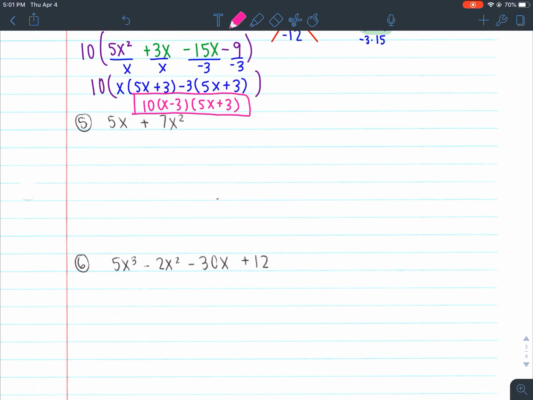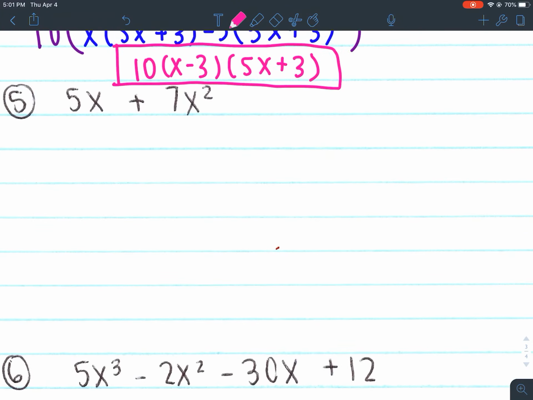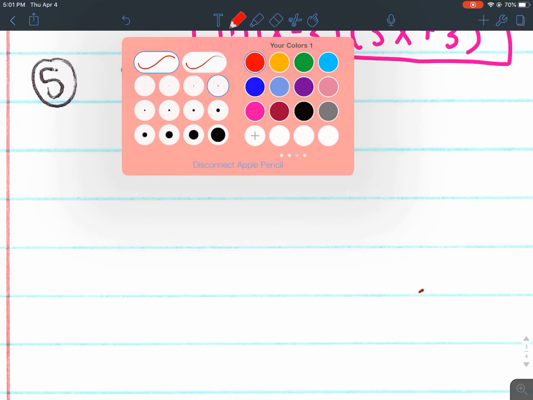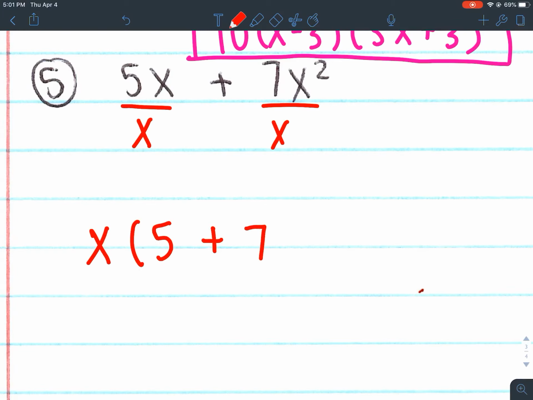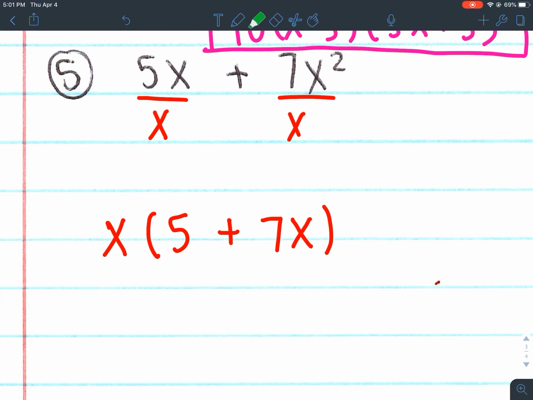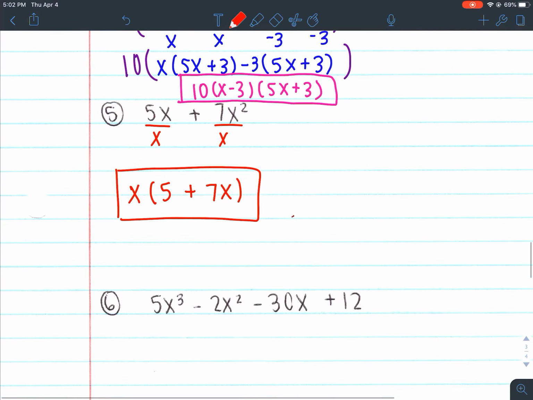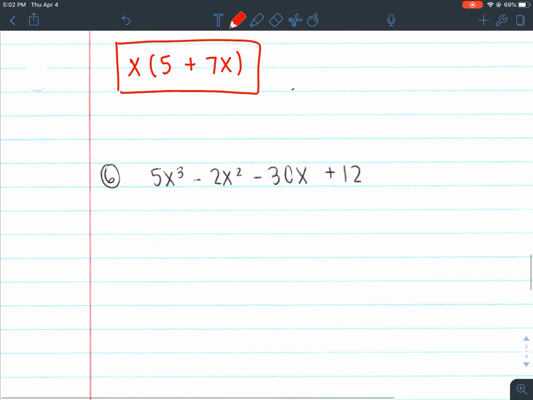Okay. And then number 5 and number 6 are actually kind of like review problems, but again, you always want to check, do I have a GCF? In this case, I do. It is going to be x. And so I take out the x, and I have 5 plus 7x. Now, in the parentheses right here, do I have a trinomial still? I don't. I just have a binomial. So I can't actually factor any further, so I am done. I don't have to do anything else.